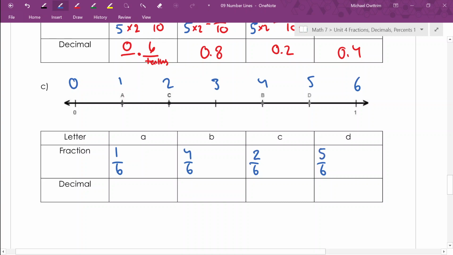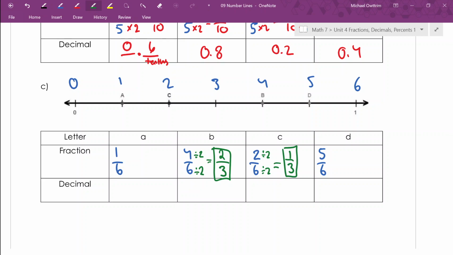Some of these fractions we can reduce, so we should do that. I'm going to reduce the fraction for B because both of them divide by 2. That gives me 2/3 as the reduced fraction. I can also reduce C, which gives me 1/3 as the reduced fraction. And my other two, A and D, cannot reduce. 1 doesn't divide anything, and 5 doesn't divide anything either.